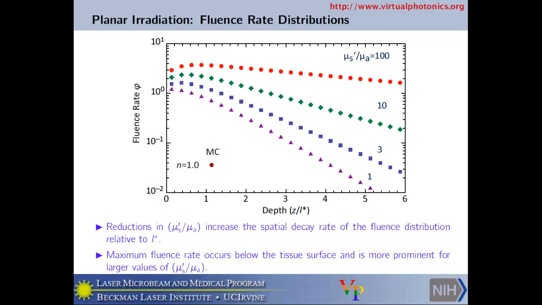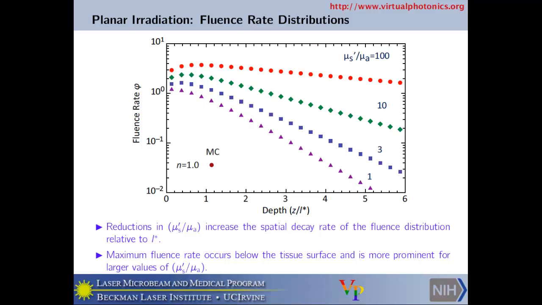Total internal reflection at the boundary. That's right. So in this case, every photon that approaches that z equals 0 boundary will escape. And now once we put a refractive index mismatch, a subset of those photons are going to get reflected back in. So what do you imagine? Do you think the fluence rate close to the surface will be higher or lower? Higher.